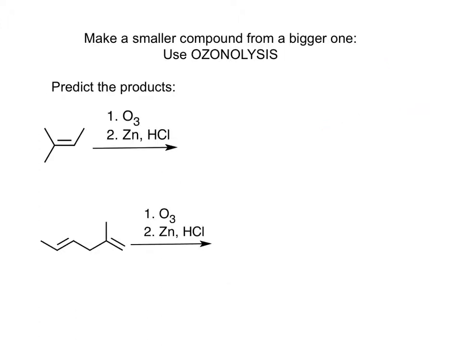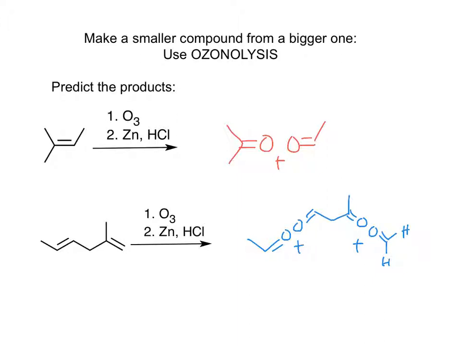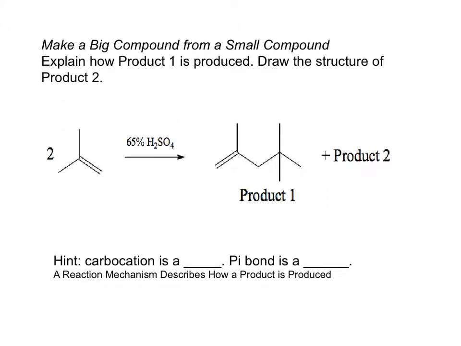So let's practice this ozonolysis reaction. Stop the video and draw the structure of the product of each reaction. So here are the answers. Two products are formed in the first reaction, three products in the second reaction. Let's apply your knowledge of reactivity principles. Stop the video, take a look at this reaction, and explain how product 1 is produced, and then draw the structure of product 2. Here are the answers.